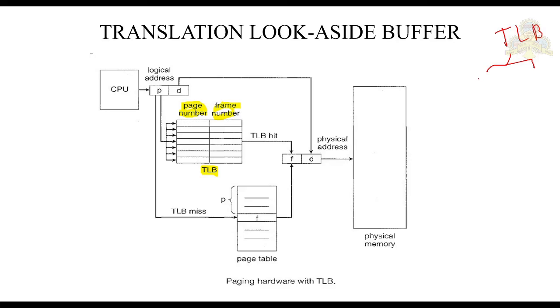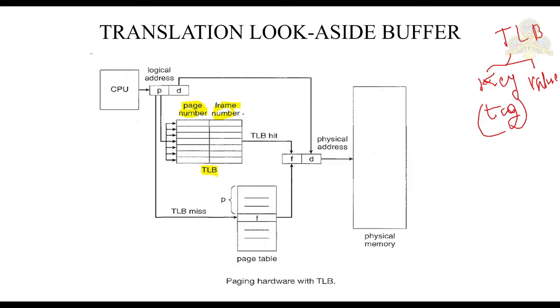One is your key, also called the tag, and another part is the value. Key is nothing but your page number, value is nothing but your frame number. Whenever you do a search in this TLB, it is comparatively very fast, but it is very expensive. So the number of entries in a TLB is small, often between 64 and 1024.